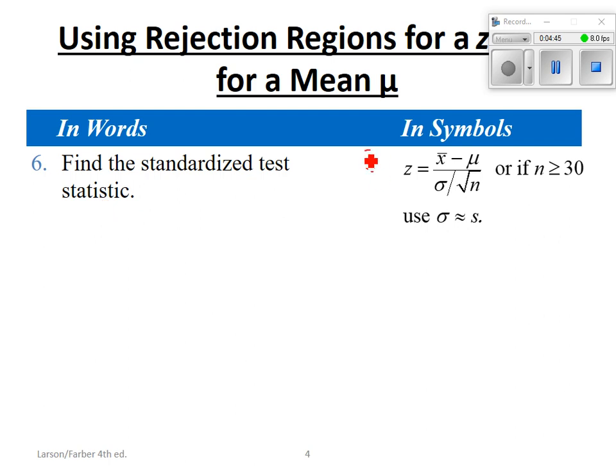Number 6 here, I'm going to rewrite this formula. It's X bar, remember that's your sample mean, minus mu, which is your claim, whatever mean they're claiming in your H0 or your HA. So which one goes first? X bar. Yeah, when you're doing the formula. And then sigma over the square root of n. Probably won't know sigma, so you'll probably put s in its place.